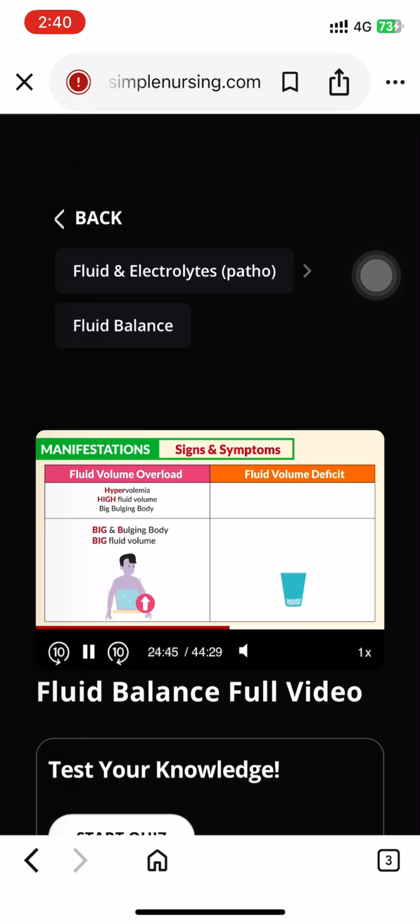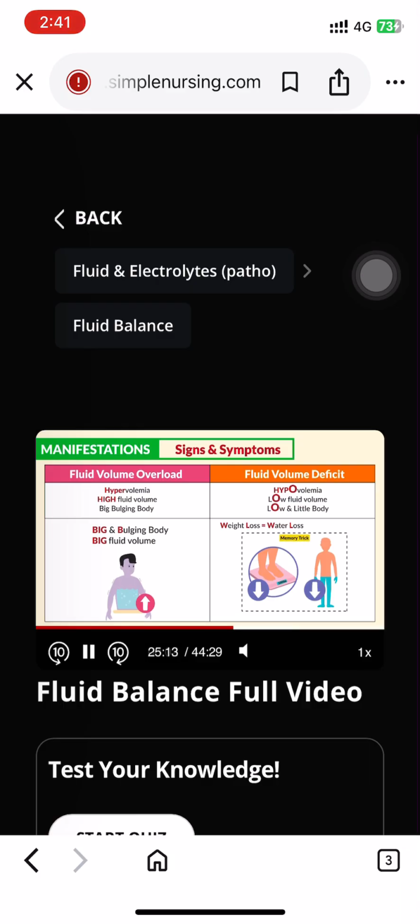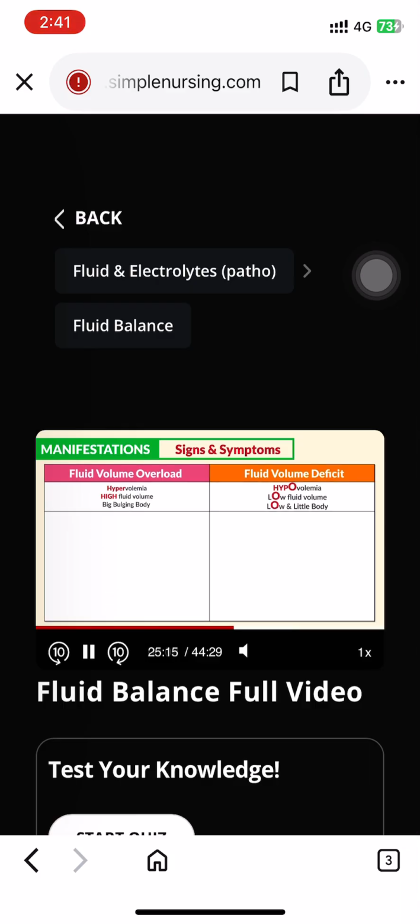Now on the other side, for fluid volume deficit, we see hypovolemia, low fluid volume with a low little body. So just imagine a shriveled up balloon that just popped. Naturally, everything will be skinny and shriveled, just like a dried up raisin. So just think, the body will present low and little with low fluid volume. So we see weight loss as well as water loss. Again, another helpful memory trick for clients with fluid imbalance. And on the other side, for fluid volume overload, we see weight gain.